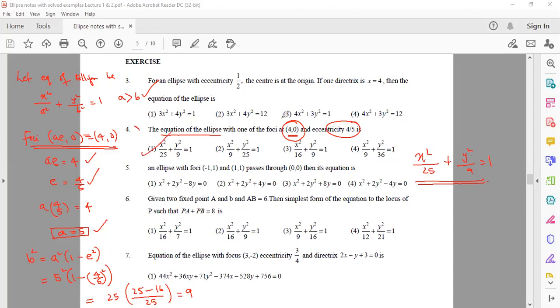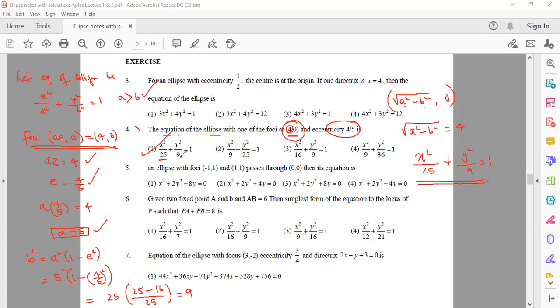Can you give me a shortcut to select the answer? If I ask you to select the answer, what would you have done? Another formula for foci is root of a square minus b square. You remember this? Yes. So I should get this 4 as the root of a square minus b square, so the difference of squares should be 16.